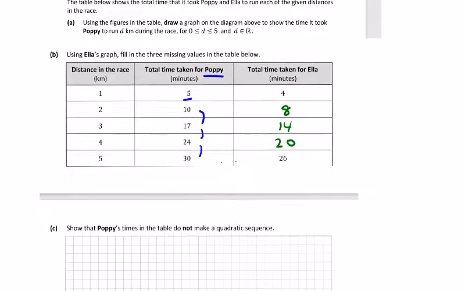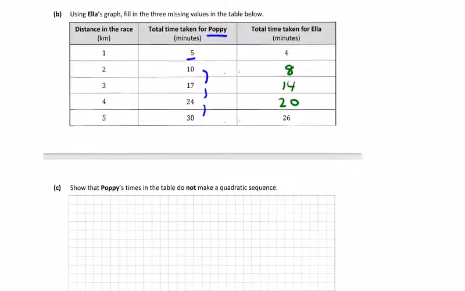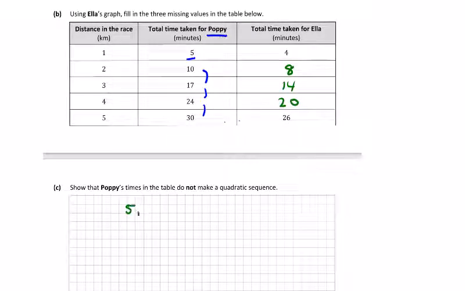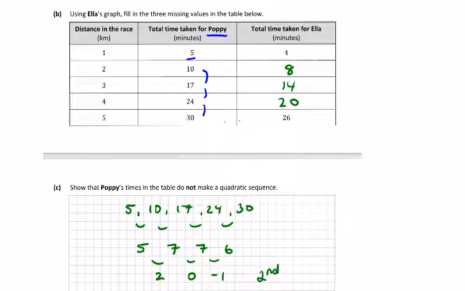So what questions did they ask here? Show that Poppy's times do not make a quadratic sequence. Quadratic sequence, 5, 10, 17, 24, and 30. You know the rules for quadratic sequences. Second difference has to be the same. The first difference is 5, 7, 7, and 6. The second difference, 2, 0, minus 1. And you write second difference, not the same. Therefore, I'll just write it above here, therefore not. And repeat these words, quadratic sequence.